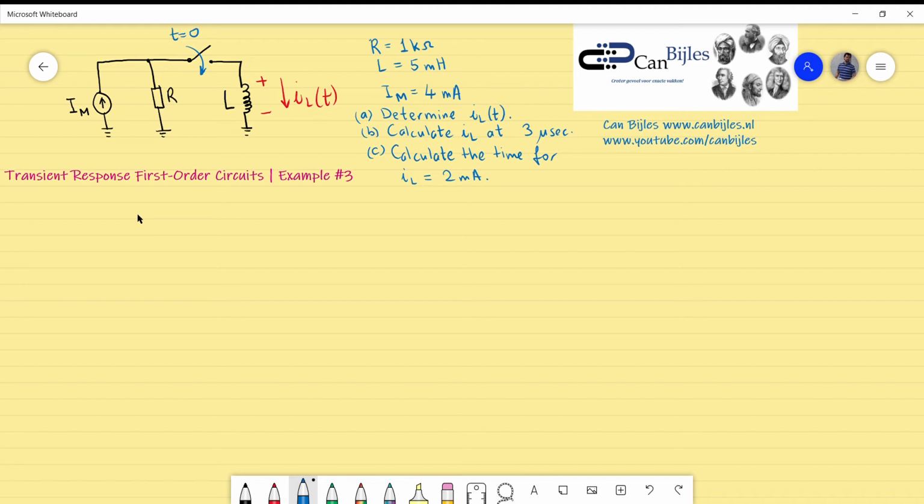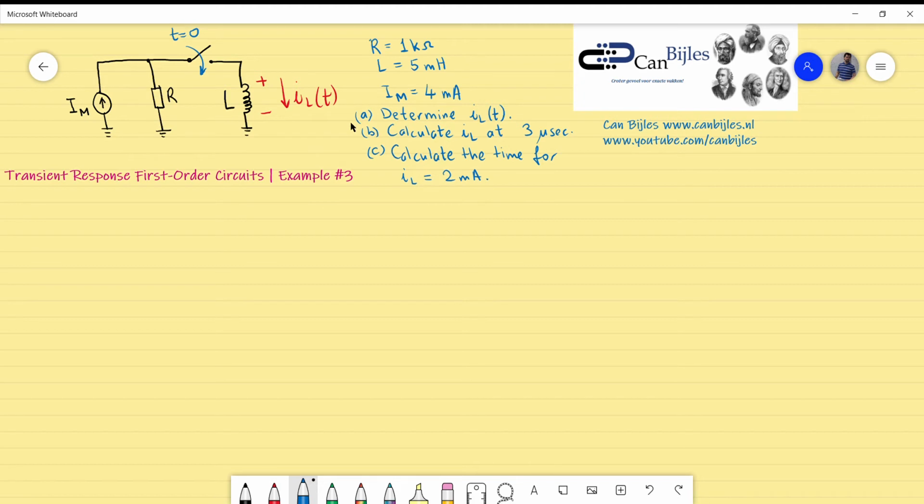In this example we will look at the RL circuit in parallel form, and we have again, like in the previous two examples, a situation with a switching circuit. Now what do we have? We have an independent current source IM and an R as a resistor and inductance L. So these are the values given for the circuit parameters.